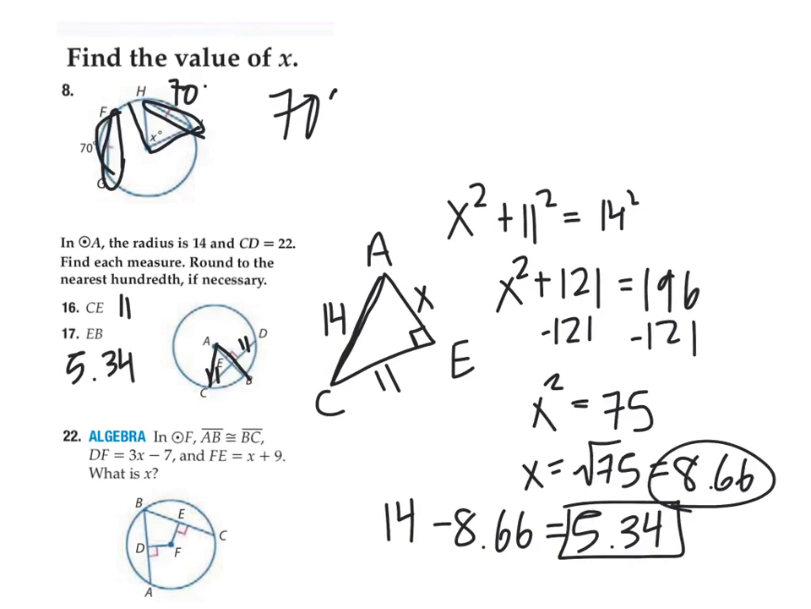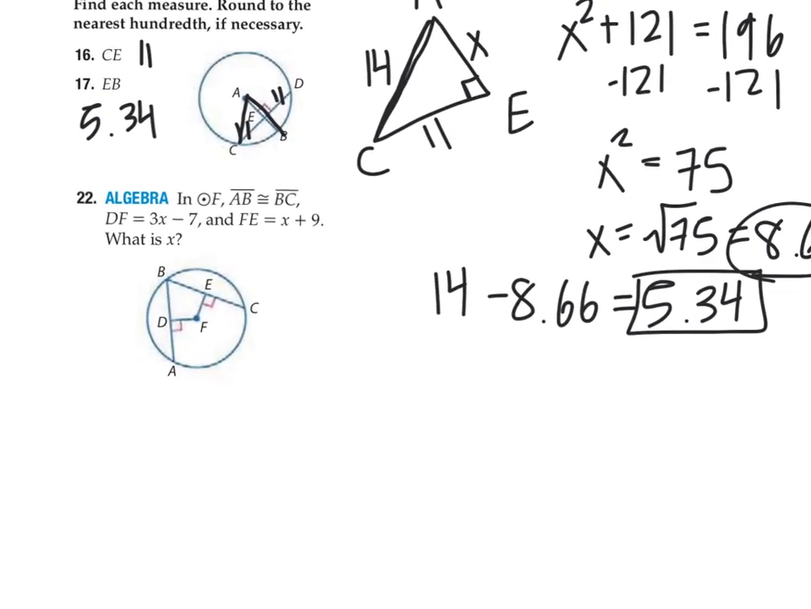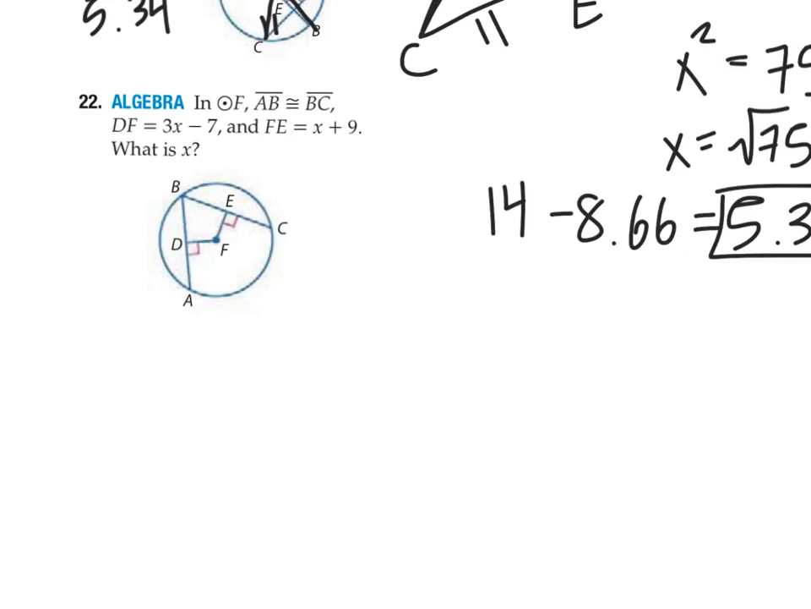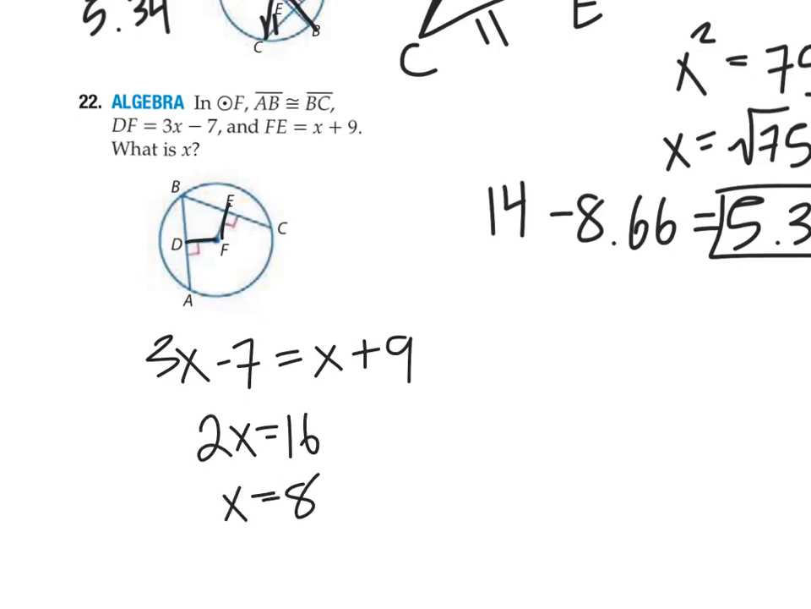All right, and the last one here, number 22. In circle F, AB is congruent to BC, DF is 3x minus 7, FE is x plus 9. What is x? All right, so we know that DF is going to be congruent to FE. So we can say 3x minus 7 equals x plus 9. And then we solve it for x, and we get that x is equal to 8.